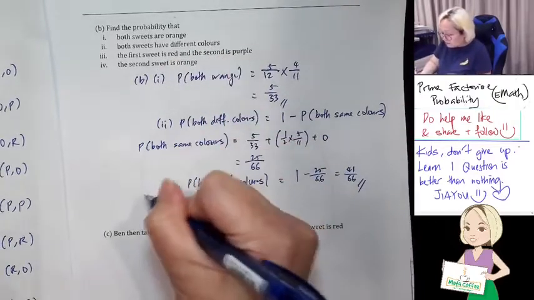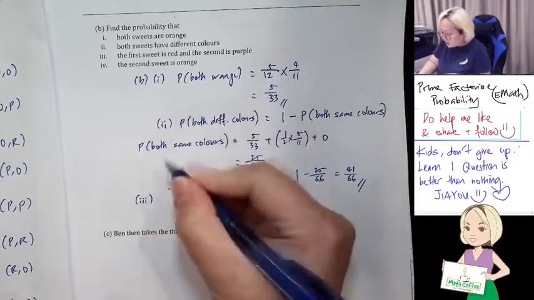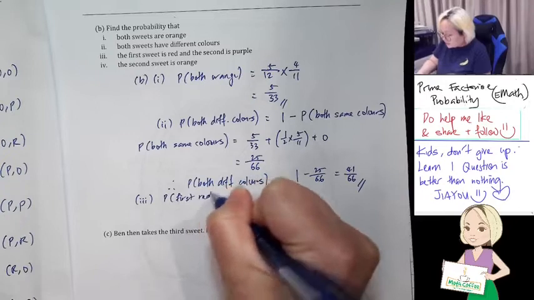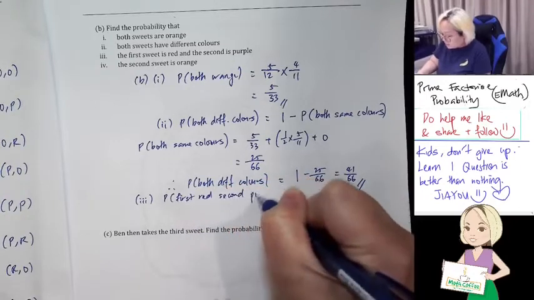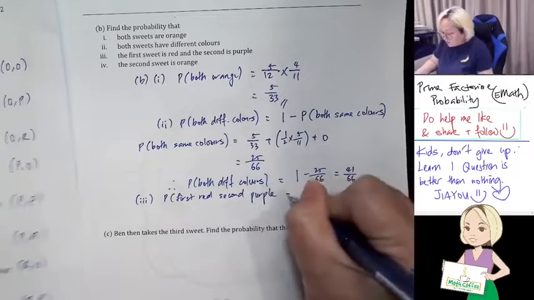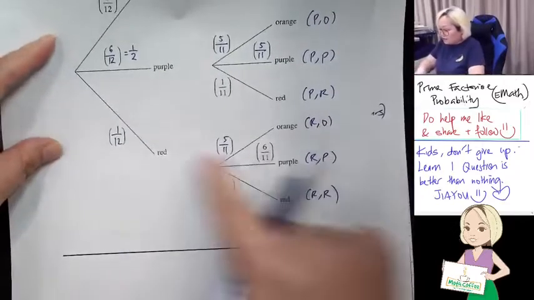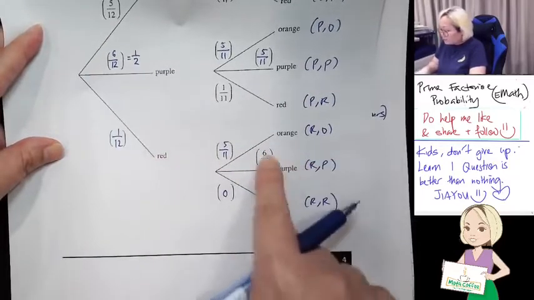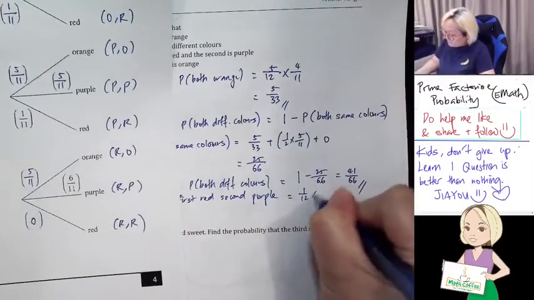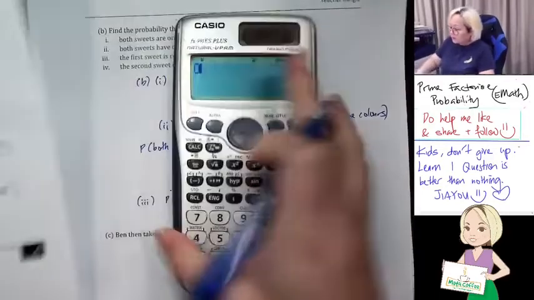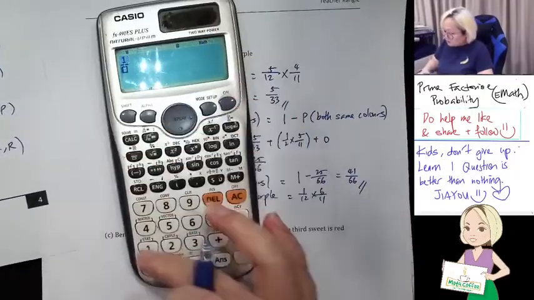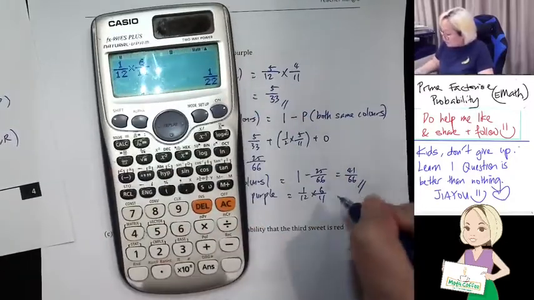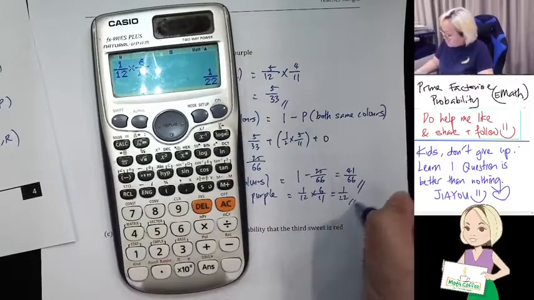So this one, part 3, I will state probability of first red, second purple will be equals to red, purple, right? So it's 1 out of 12 times 6 out of 11. Okay, so it will be 1 out of 12 multiplied by 6 out of 11. And we get 1 out of 22.